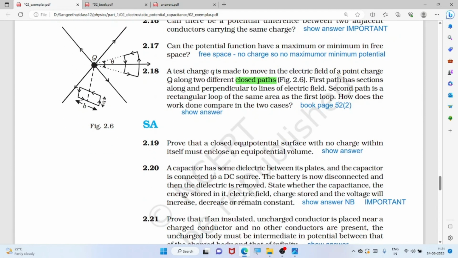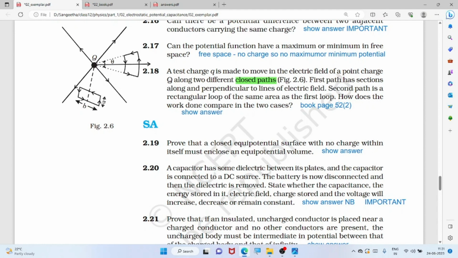Can the potential function have a maximum or minimum in free space? Free space, there is no charge, there is no maximum, minimum. Okay, a test charge is made to move in the electric field of a point charge Q along two different closed paths. Okay, these are the two different paths.